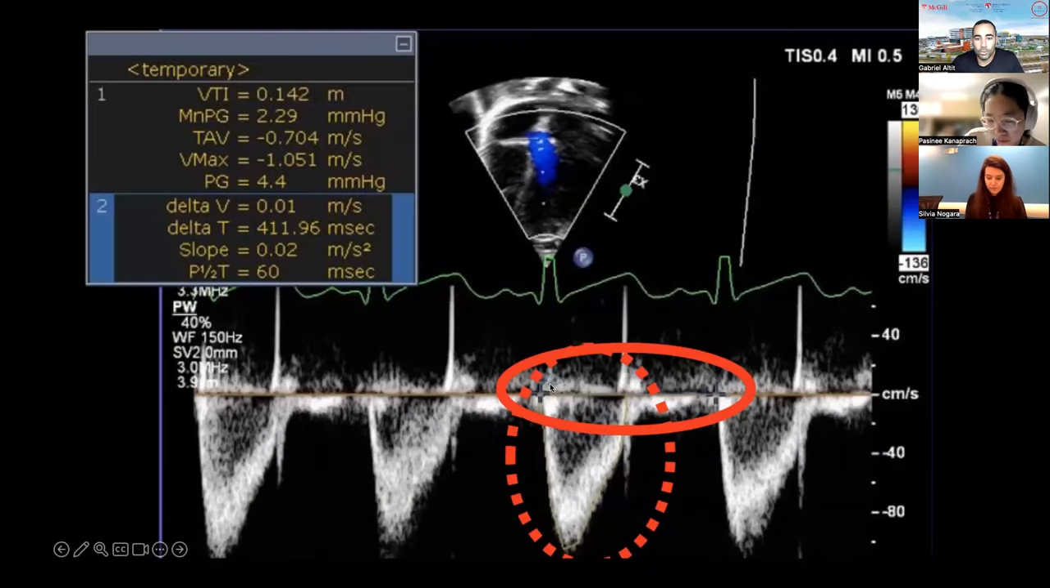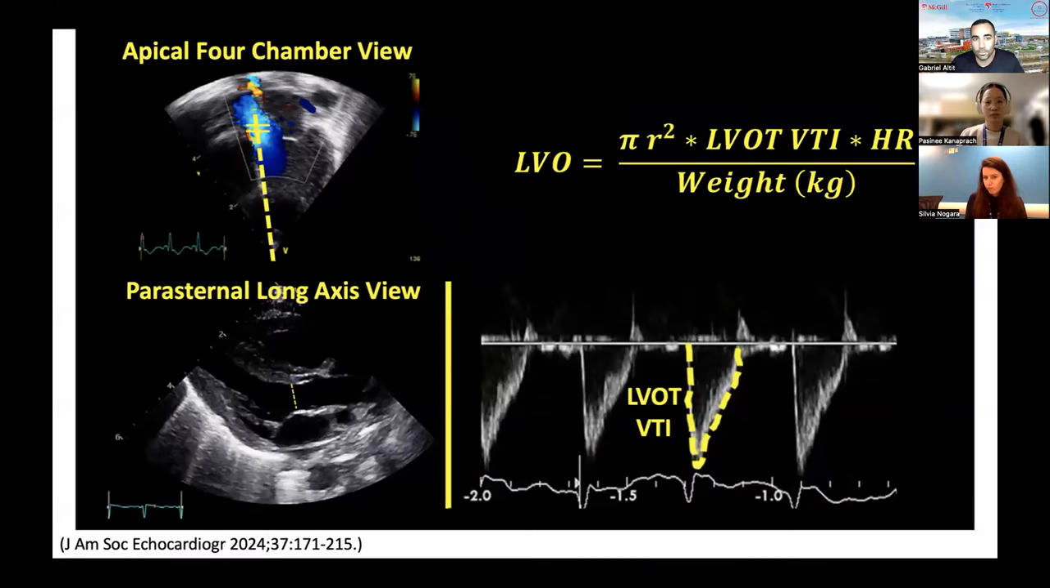So that's just an example where we're tracing the spectral envelope of your Doppler, of your LVOT. And then here I'm getting a VTI of 0.142. And if I multiply this by heart rate and I multiply this by the cross-sectional area that I get from my LVOT diameter, I can get an estimate of the LVO.